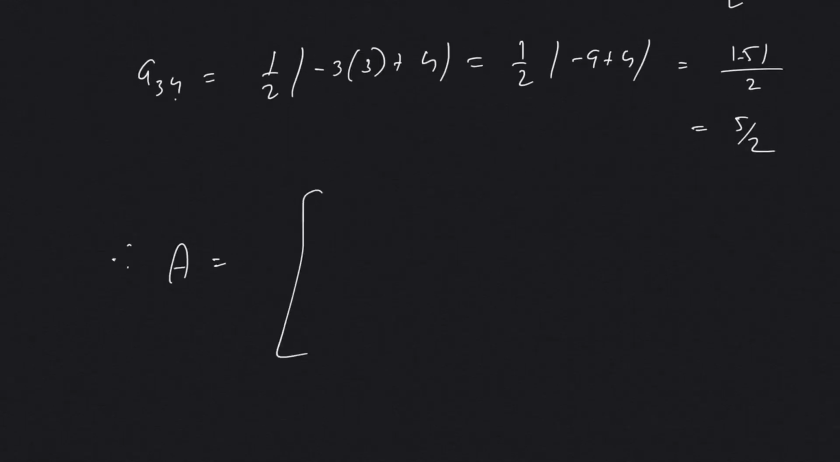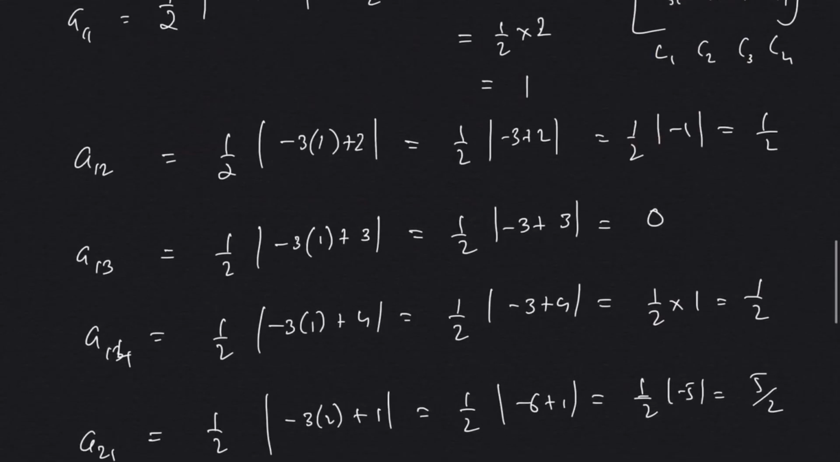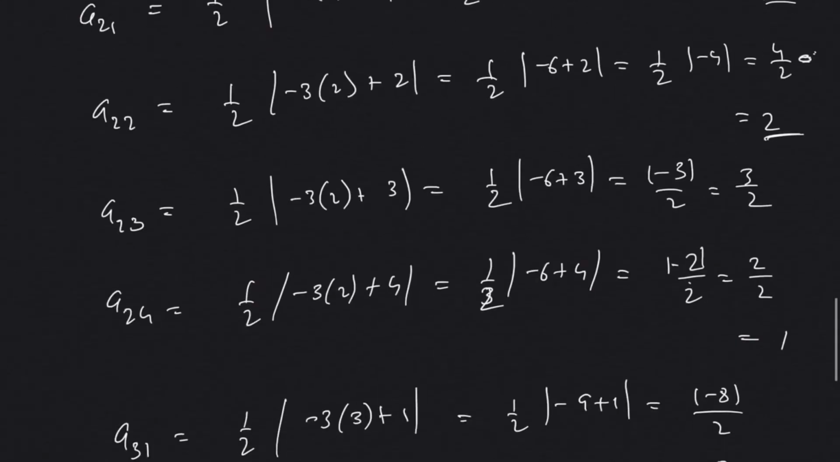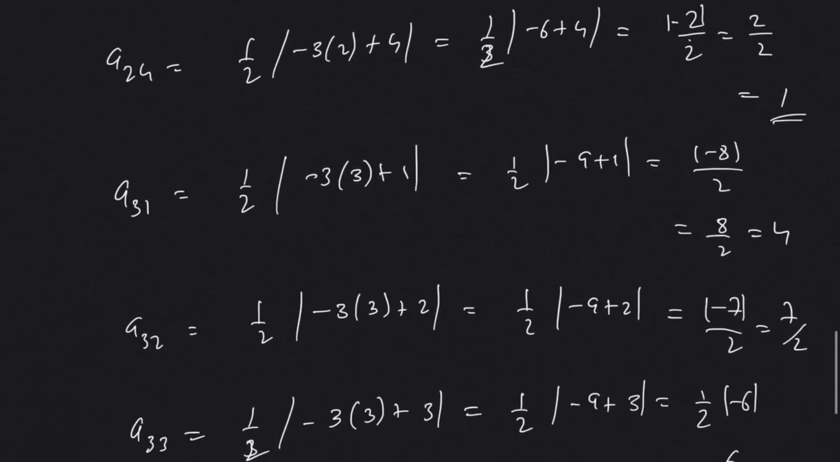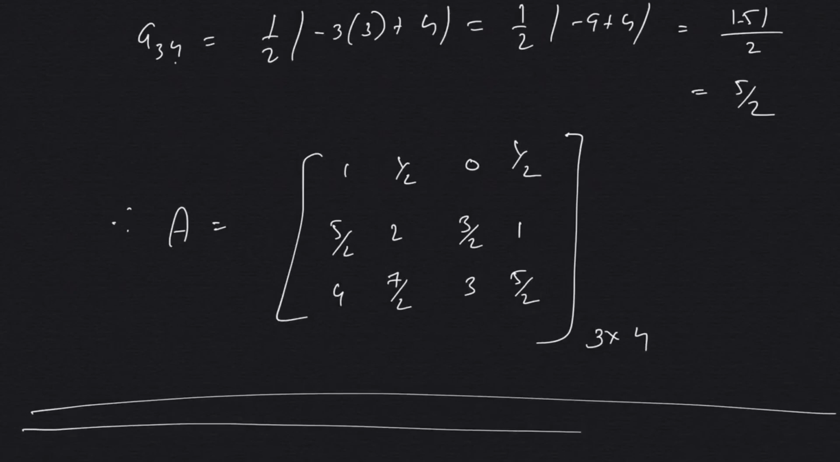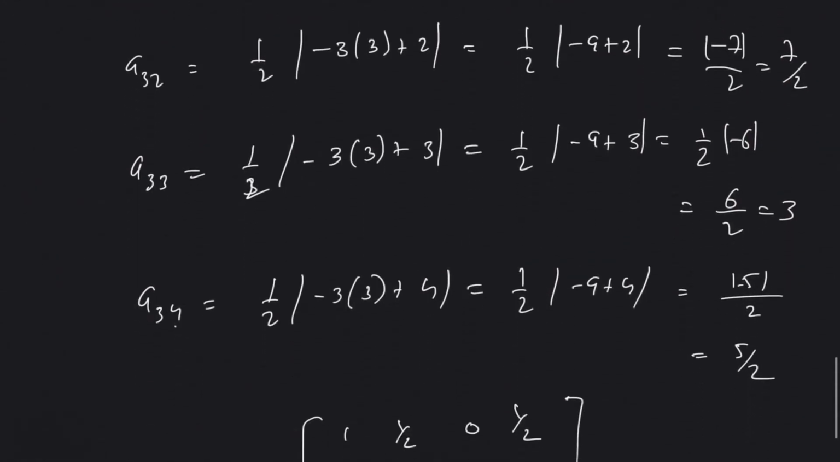So therefore our matrix of the order 3 by 4 will be 1, 1/2, 0, 1/2, 5/2, 2, 3/2, 1. Serially we can just write it down. So we have 1, 1/2, 0, 1/2, 5/2, 2, 3/2, 1. Then we have 4, 7/2, 3, 5/2. So here we have a matrix of order 3 by 4 with 3 rows and 4 columns.